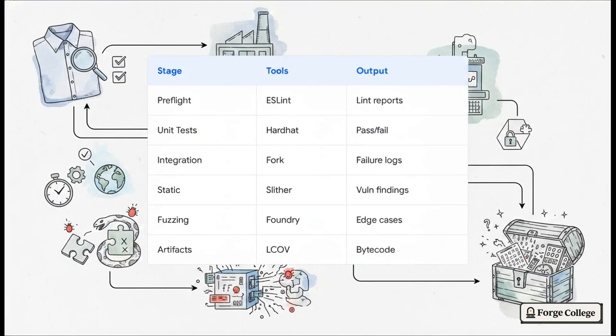We start with pre-flight checks, tools like ESLint and Prettier. That's basically checking if your code's shirt is tucked in. Then unit tests, using Hardhat or Foundry for fast pass or fail traces. Next up, integration or fork tests to see how your contract actually plays with the real world. Then we bring in the heavy hitters. Static analysis using tools like Slither to find those really sneaky vulnerabilities, and fuzzing to just throw random chaos at your code. And finally, coverage and artifacts to pack up the compiled bytecode securely.